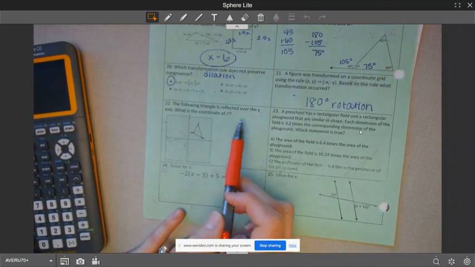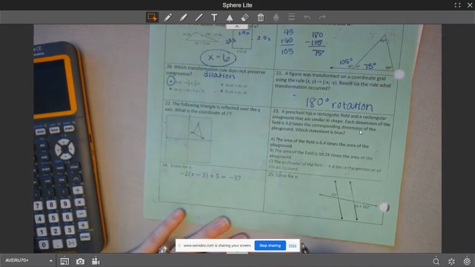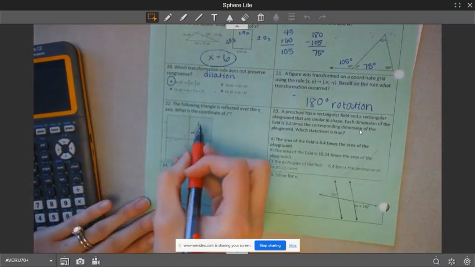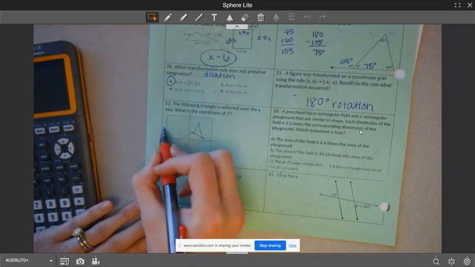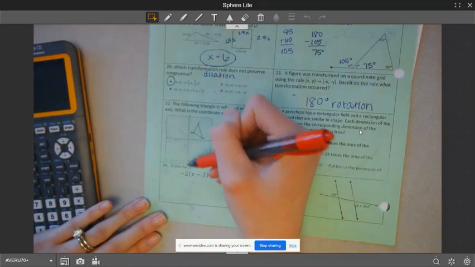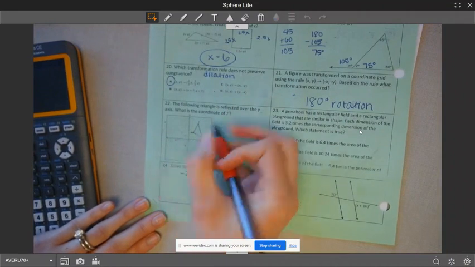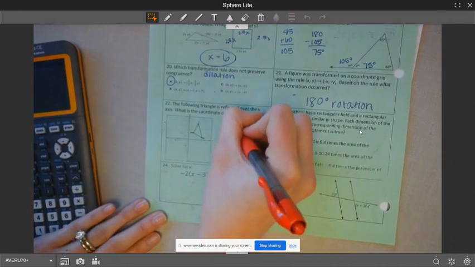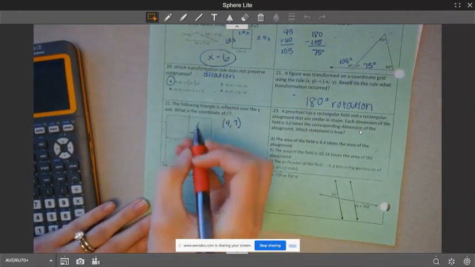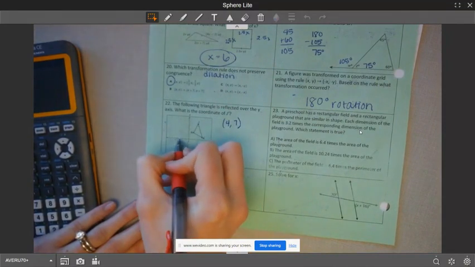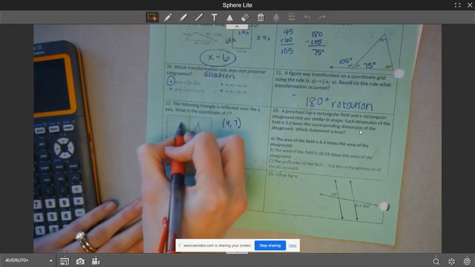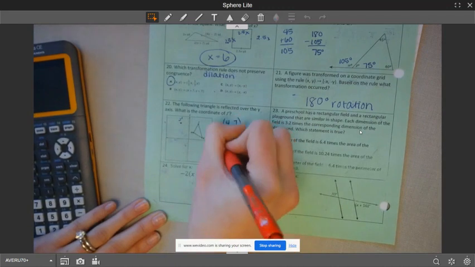22, the following triangle was reflected over the y-axis. What is the coordinate of J? Okay, so if I reflect this over the y-axis, I'm just flipping it over here because this is our y, our vertical line. J is currently at (4, 7). So when I reflect over the y-axis, I'm just changing my x value to be negative: (-4, 7). So that is J prime.